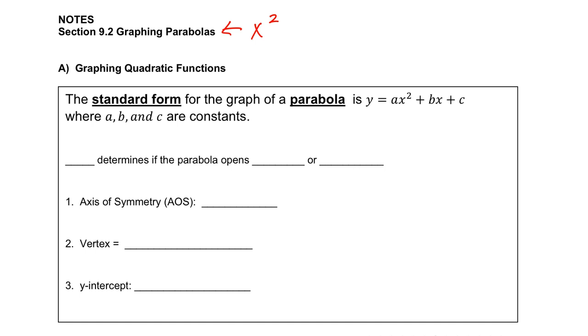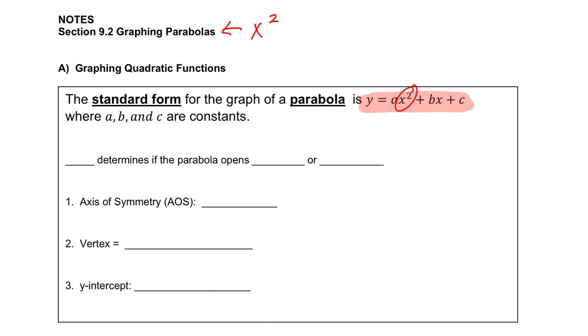Okay, so we're going to learn a couple new things today. This whole lesson is going to be over the standard form of the graph of a parabola. So the standard form, meaning what you would normally see, is y equals ax squared plus bx plus c, where a and b and c are numbers. So you might have y equals 2x squared plus 3x plus 5 or something like that. The biggest thing that tells you it's a parabola is that x squared. You'll see what a parabola looks like here in just a minute.